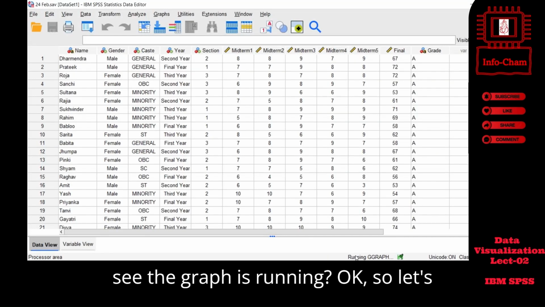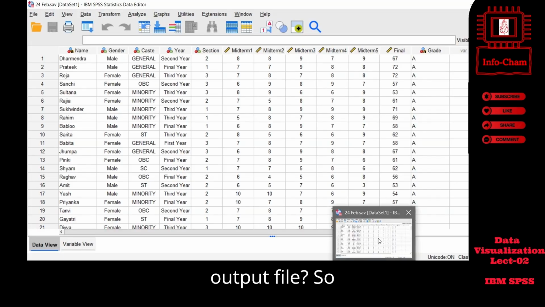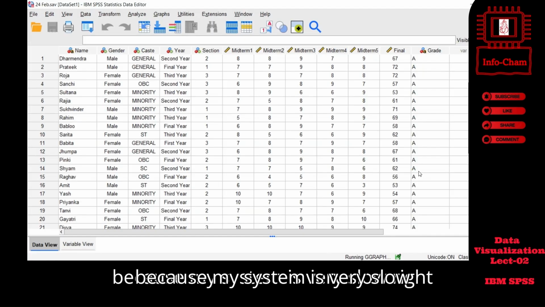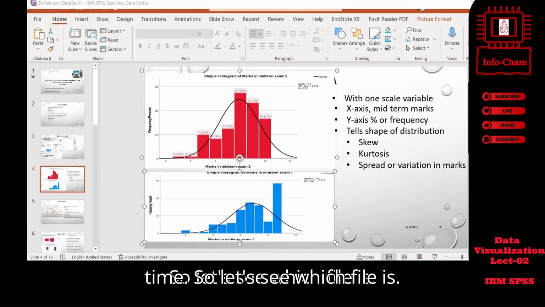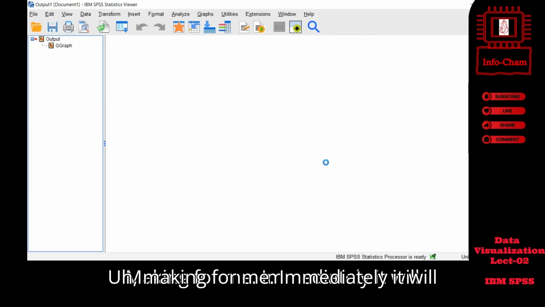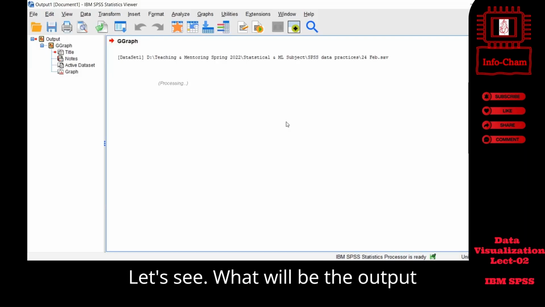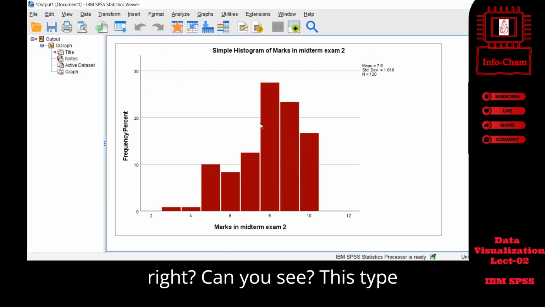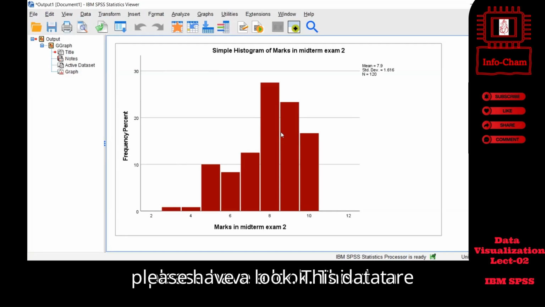Can you see the graph is running? Let's see. It will be making a file for me. Which file? The output file. Because my system is very slow right now, it is taking some time. Let's see which file is being made for me. Immediately it will create another output file. Let's see what the output will be. Can you see? This type of histogram is in front of me. Please have a look.